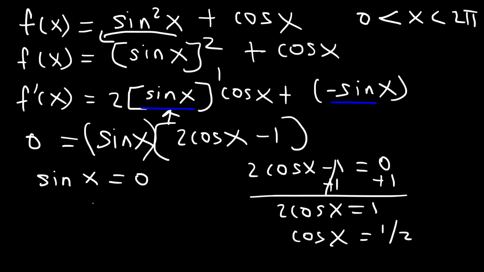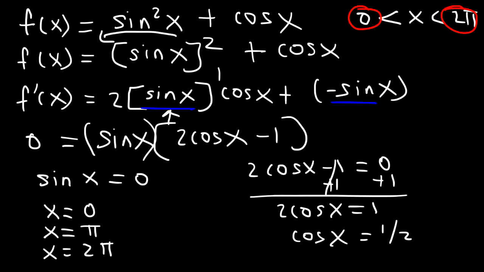Now, when is sine x equal to 0? Sine of 0 is 0, sine of pi is 0, and sine of 2 pi is 0. However, x does not include 0 or 2 pi, so we need to get rid of those two answers. So we only have one answer in the interval, and that's pi so far.